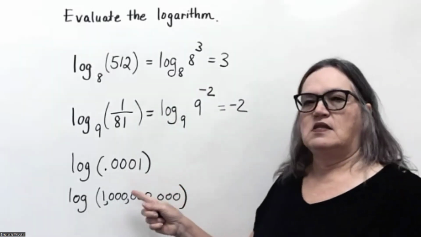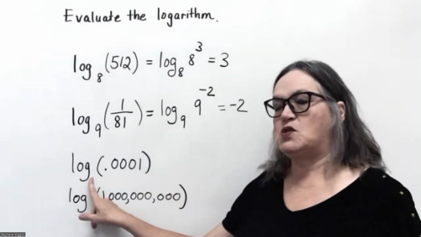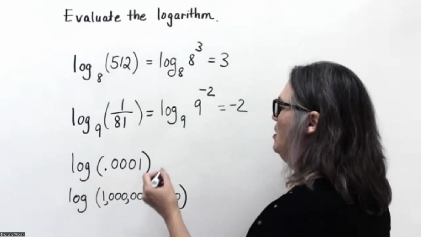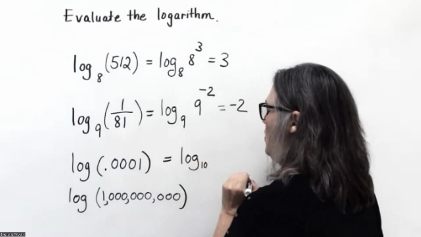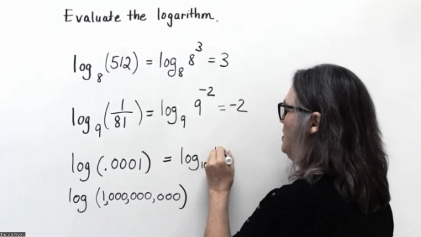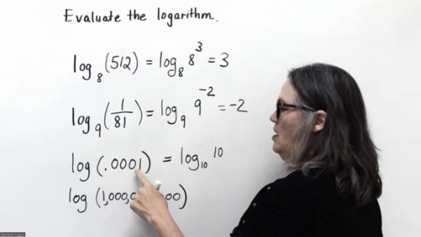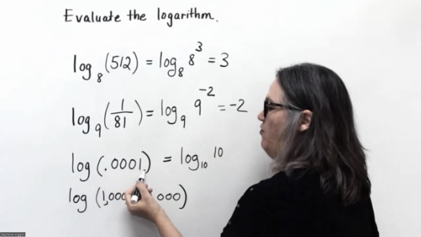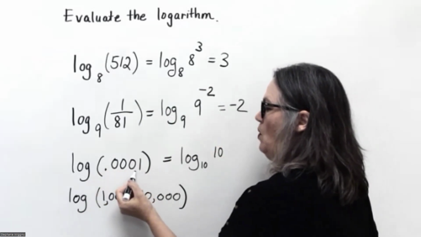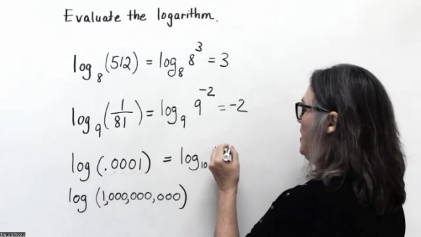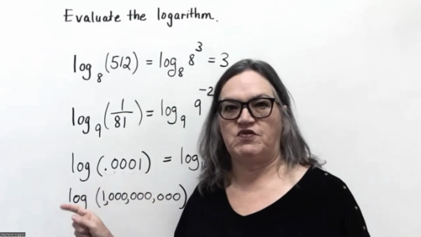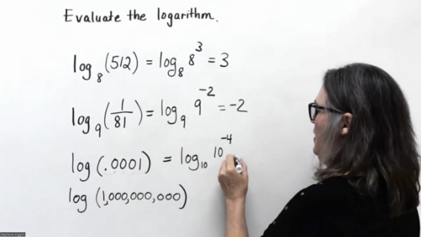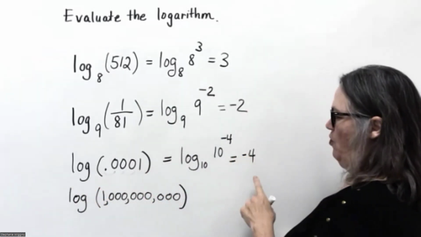All right, like I said, this is the common log. We don't have the base written here, but we know it's 10. So we're going to write this as log, and I'm just going to write the 10 to remind us. And then this is 10. We've moved the decimal places four times, right? 1, 2, 3, 4. So that's going to be 4, but it's going to be negative because we moved the decimal to the left. So the answer is -4.